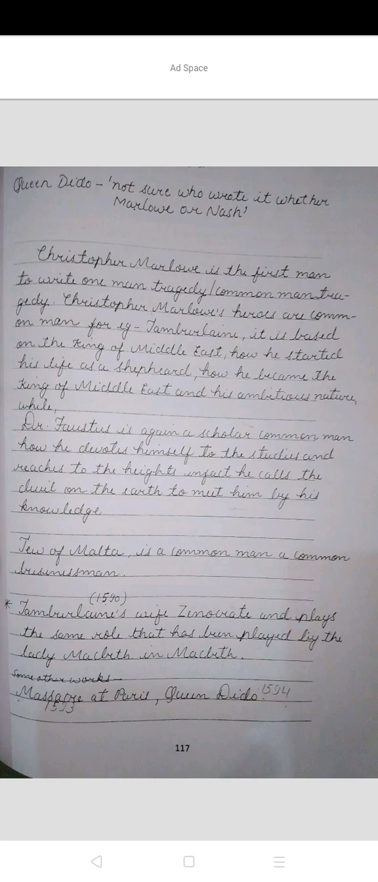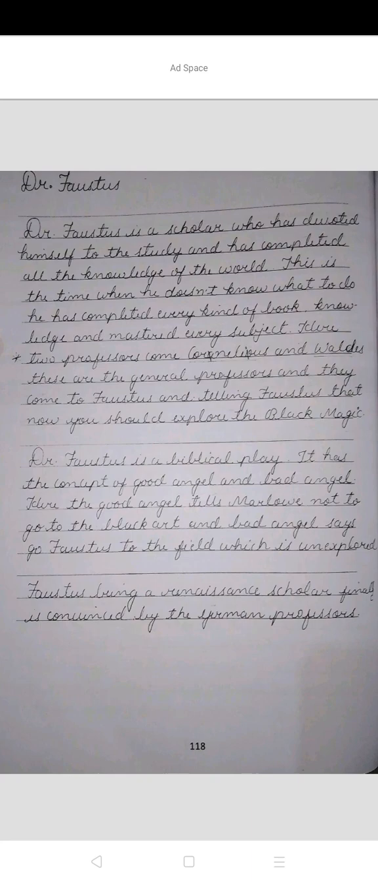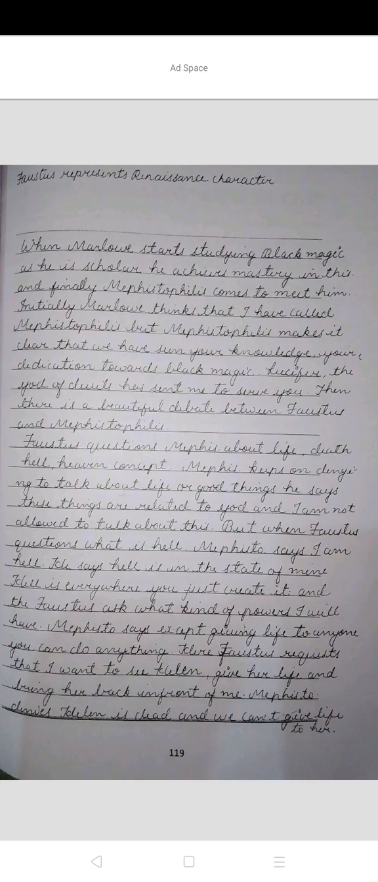Dr. Faustus is a biblical play. It has the concept of a good angel and a bad angel. Here, the good angel tells Faustus not to go to the black art, and the bad angel says go, Faustus, to the field which is unexplored. Faustus, being a Renaissance scholar, is finally convinced by the German professors. Faustus represents the Renaissance character. When he starts studying black magic, as he is a scholar, he achieves mastery in it.